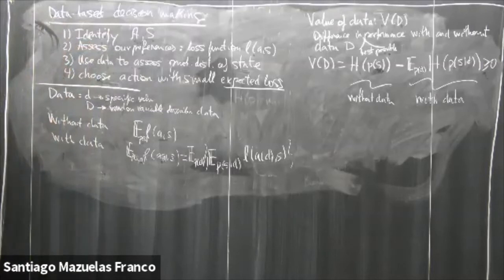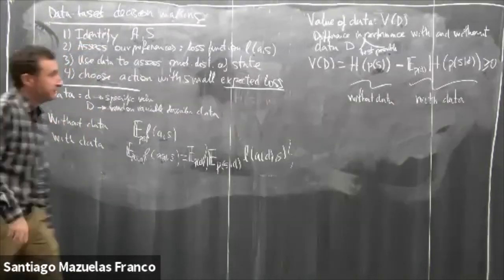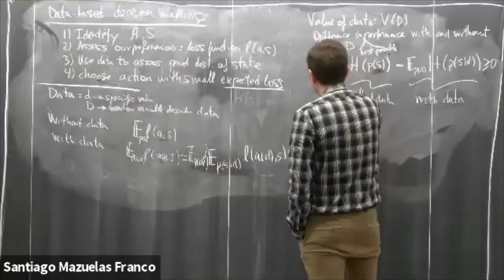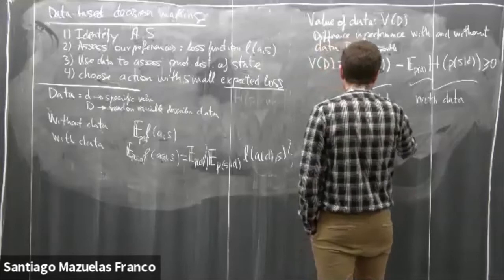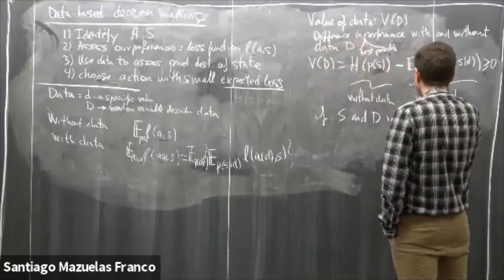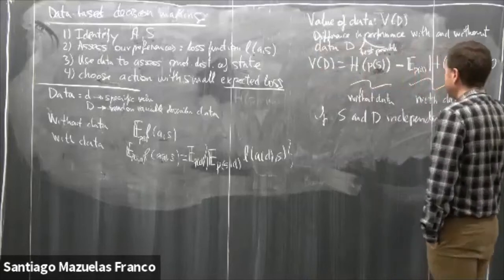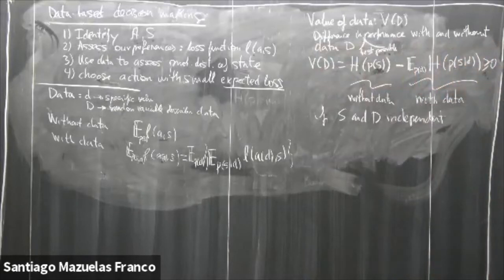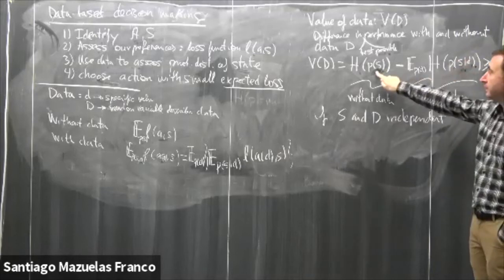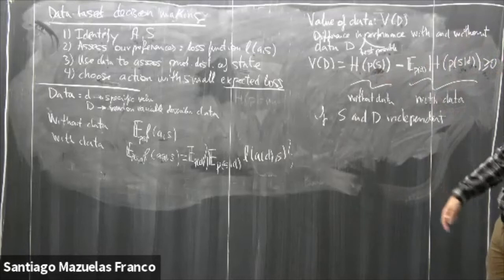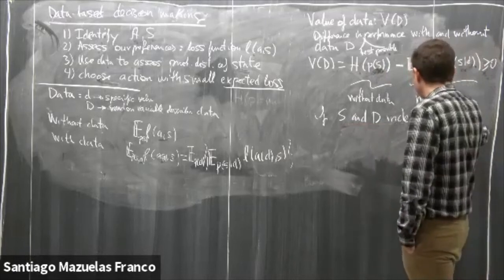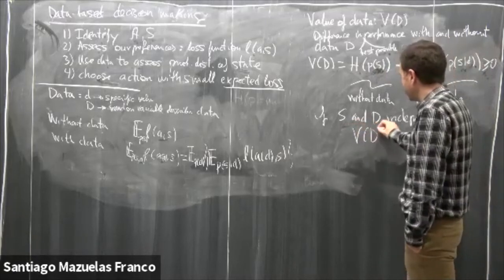So just looking at the expression of this, if the variables S and V are independent, if the state and the data are independent random variables, it doesn't really matter what the decision problem is, these conditional distributions are all going to be the same and equal to this other one here. So both terms will cancel. So if the state and the data are independent random variables, the value of the data is zero.